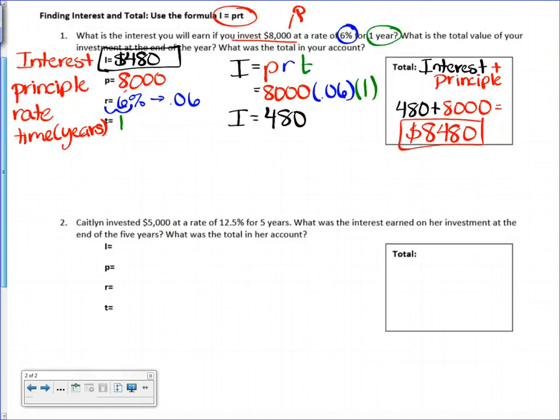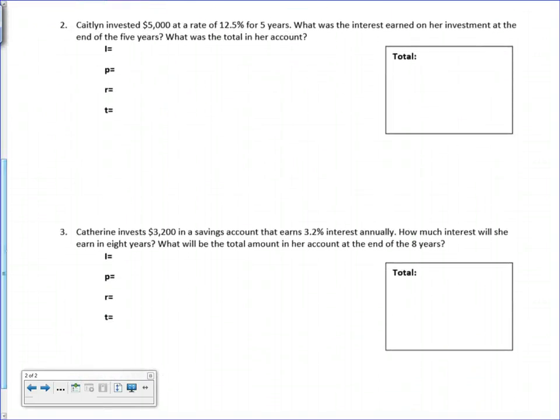Let's try that again. Number 2. Caitlin invested $5,000 at a rate of 12.5% for 5 years. What was the interest earned on her investment at the end of 5 years, and what was the total in her account? So let's fill in what we know. We know she invested $5,000. So that's P, our principal.